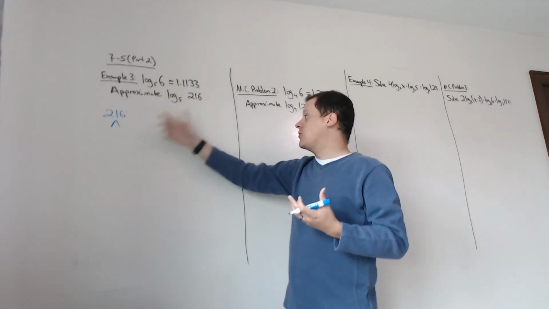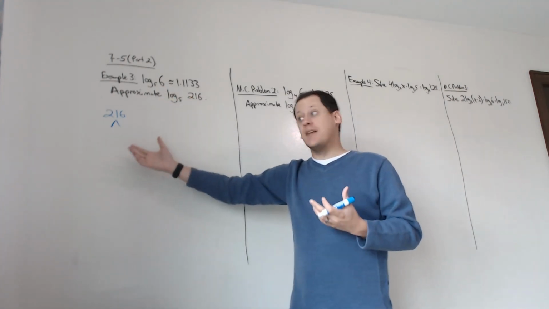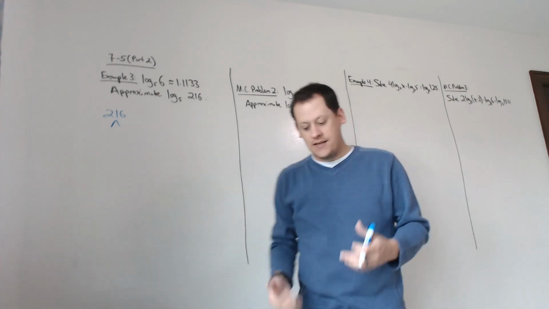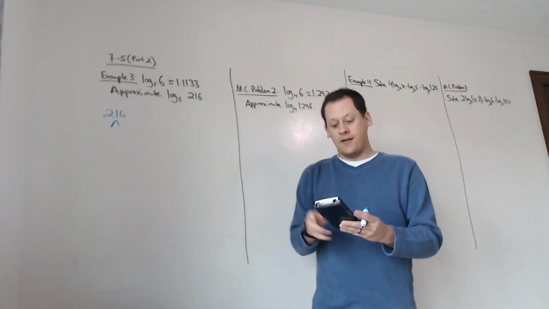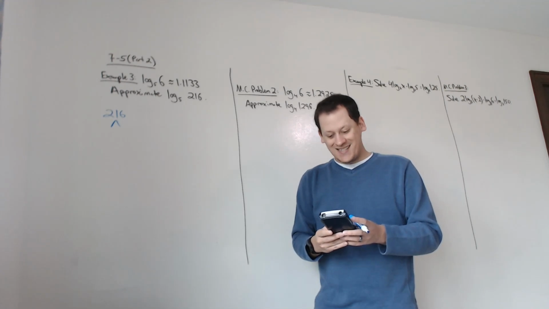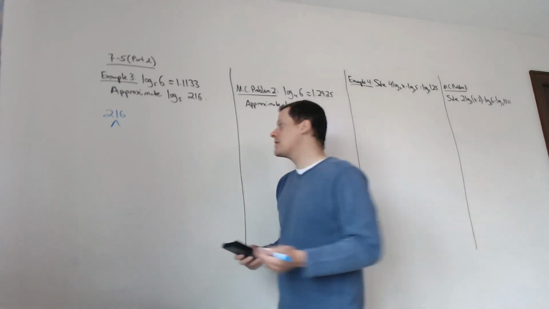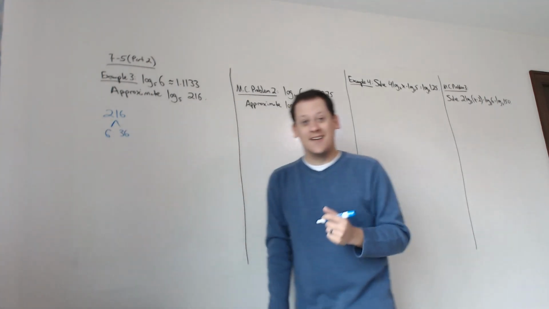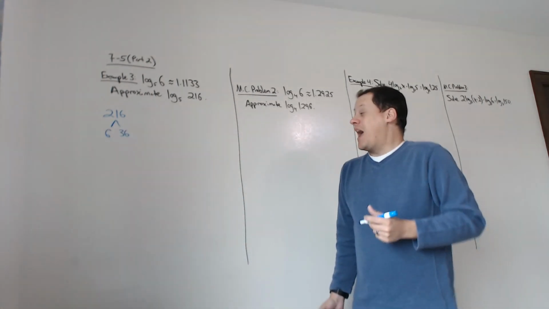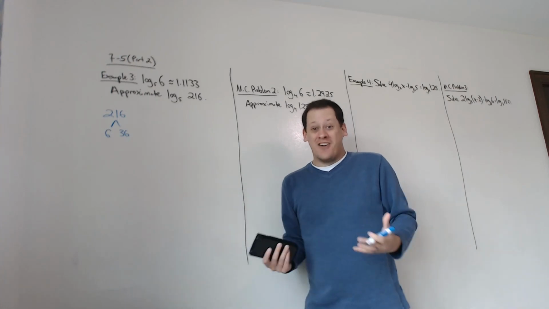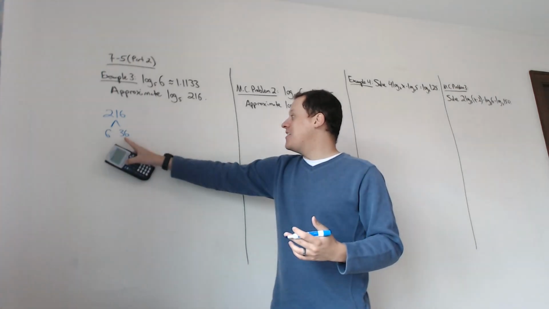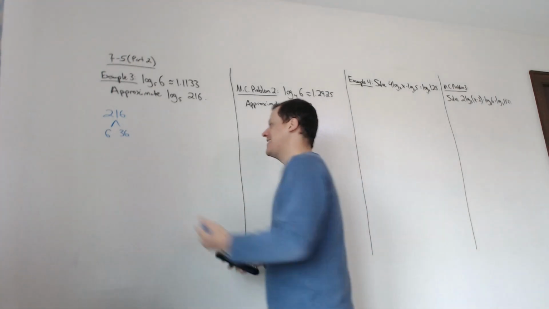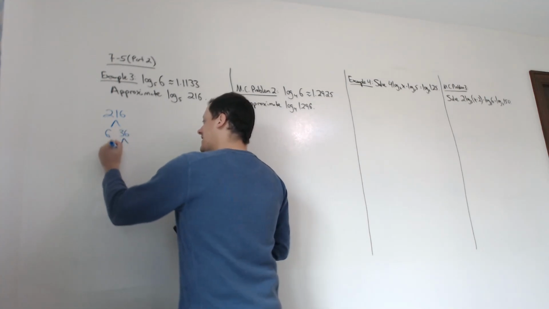So the first thing I would try is to see if we can divide 216 by 6 evenly. So I'll bust out my calculator here. 216 divided by 6 is 36. So 6 and 36. I don't know about you, but seeing that makes me very, very happy because I know 36 also breaks down into 6 and 6.